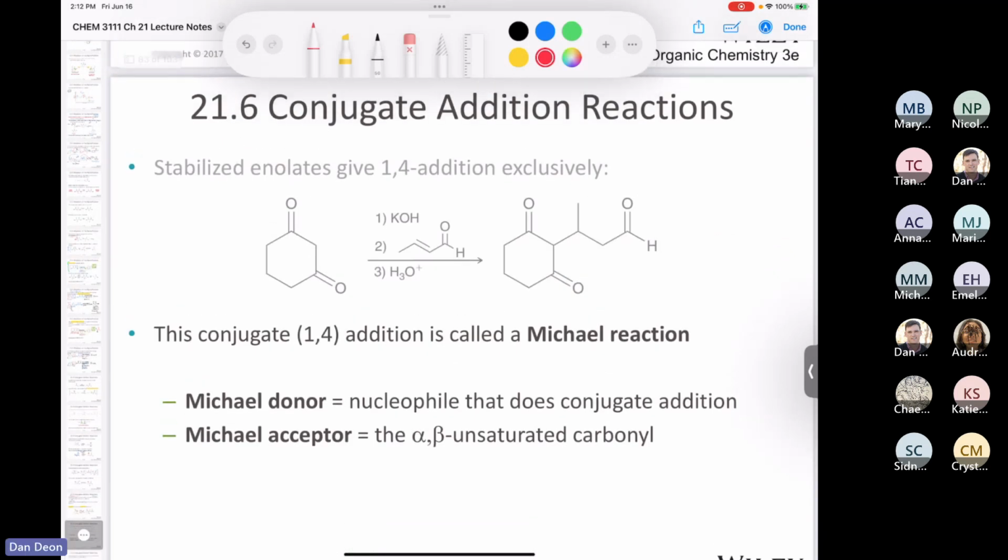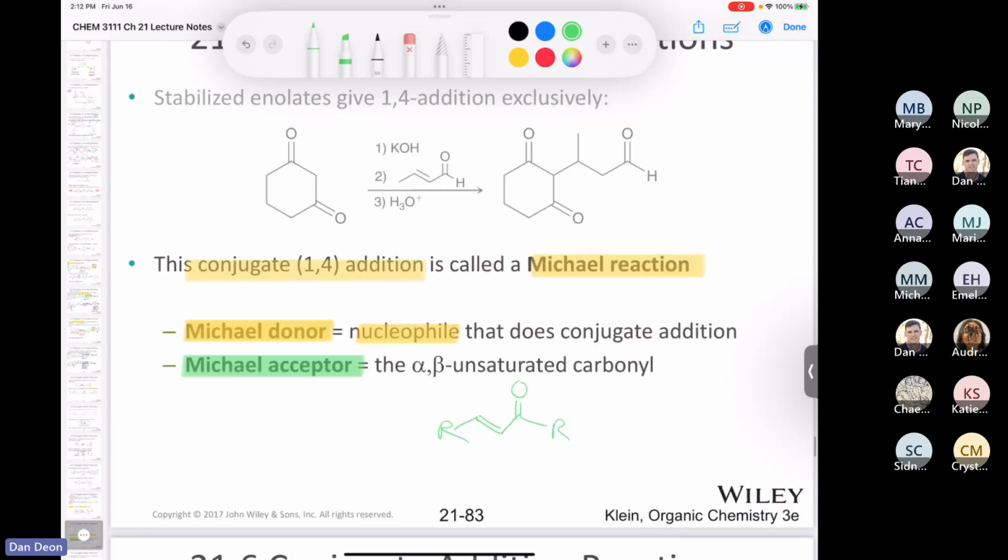So conjugate addition or 1,4 addition, you probably heard me say this before, we call that Michael addition. Okay, so Michael addition or the Michael reaction. And the nucleophile, we call that the Michael donor. So a Michael donor is a nucleophile, and a Michael acceptor, that's our alpha beta unsaturated carbonyl, which is obviously our electrophile, right? It's the electron acceptor. Okay, so our Michael acceptor is going to look like this. We're going to have a carbonyl, and then we're going to have an alpha beta unsaturation, right? So there's going to be some kind of group here and some kind of group here. All right, so there you go. Michael addition. Michael donor is our nucleophile. Michael acceptor is our electrophile.